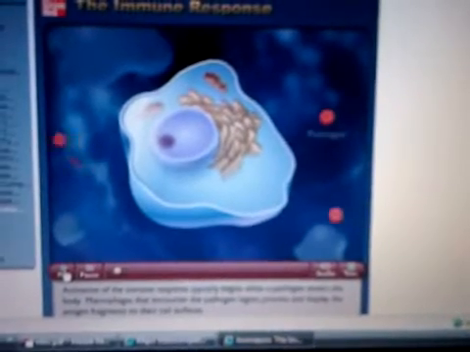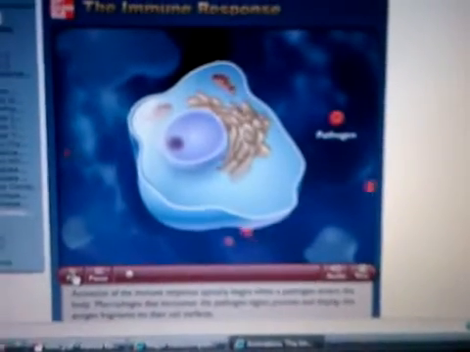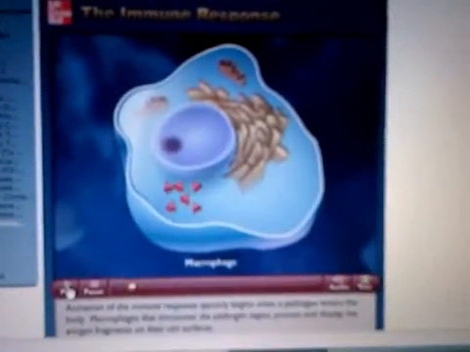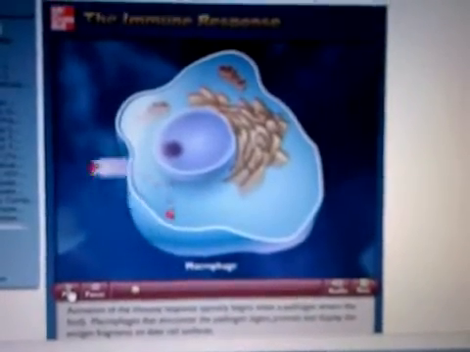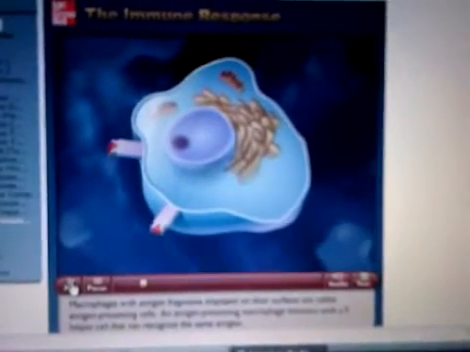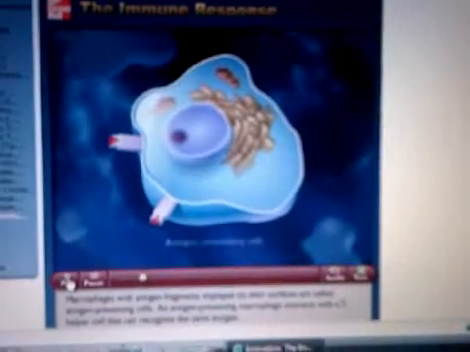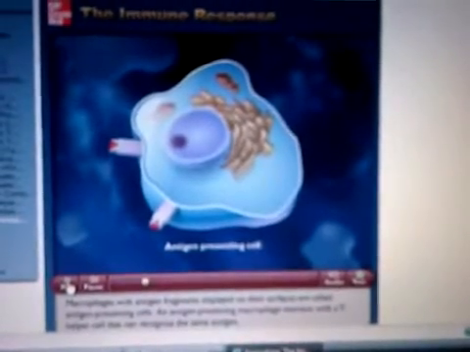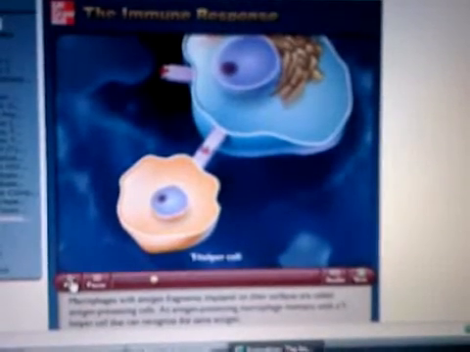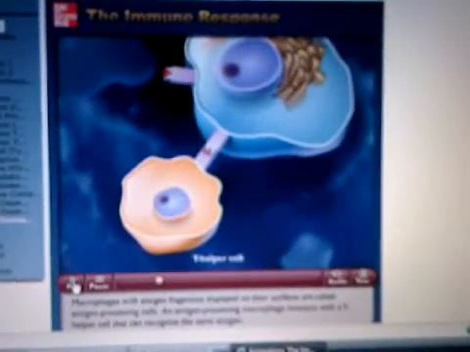Cells typically begins when a pathogen enters the body. Macrophages that encounter the pathogen ingest, process, and display the antigen fragments on their cell surfaces. Macrophages with antigen fragments displayed on their surfaces are called antigen-presenting cells. An antigen-presenting macrophage interacts with a T helper cell that can recognize the same antigen.